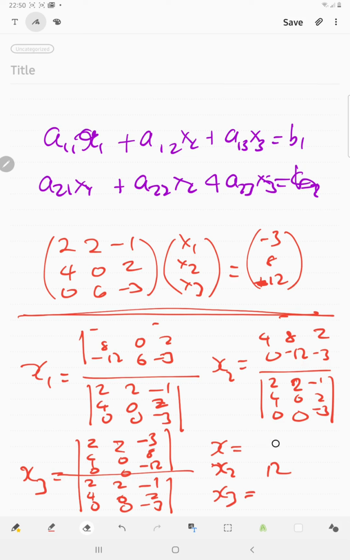When solving, make sure that x1 is equal to half, x2 is equal to negative half, and x3 is equal to 3. So you should prove it to that point. I thank you.